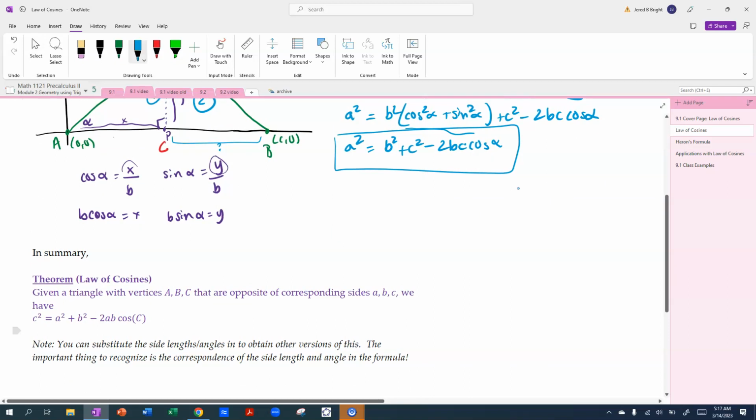Now, I will mention that the version here has c squared is equal to a squared plus b squared minus 2ab cosine C. It doesn't really matter which order the vertices occur in, as long as whatever side length you have solved for, the corresponding angle opposite it is inside the cosine. We have to have that happen. The other ones need to match as well. You also have the version where you have b solved. I encourage you to write that out on your own.